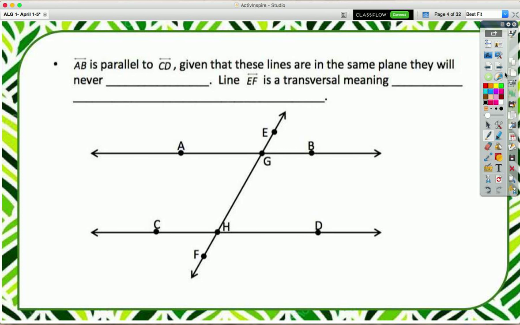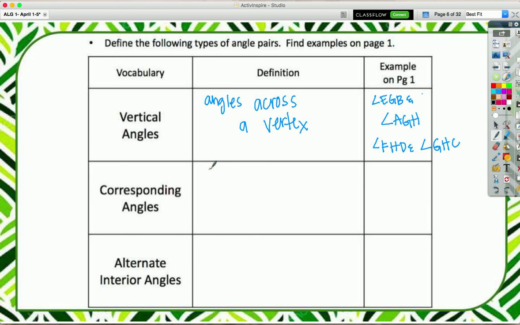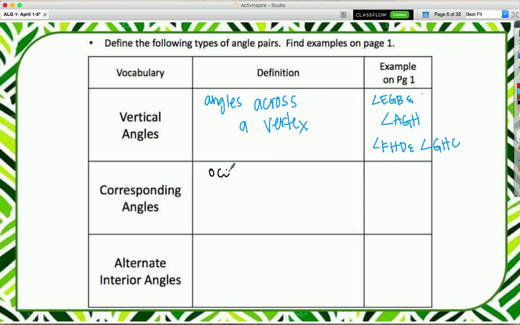Okay. All right, so our next vocab word is corresponding angles. Corresponding angles, in simple words, occupy the same position in the intersection. So we're going to write it as simply as we can. They occupy the same position in the intersection. It's like they're hanging out on the same street corner, but in a different intersection. So I'll show you what I mean.